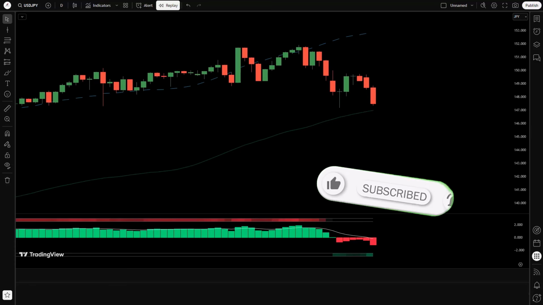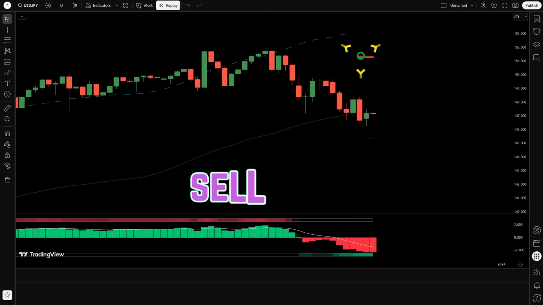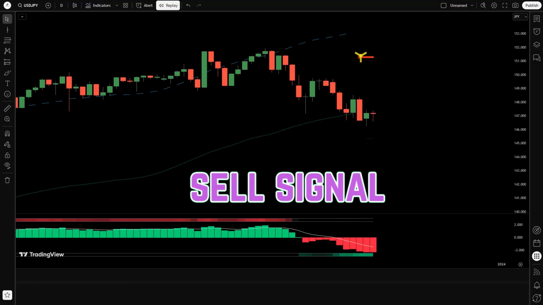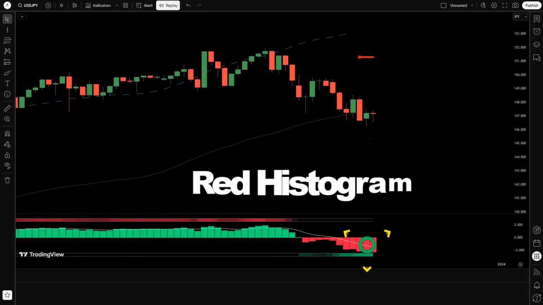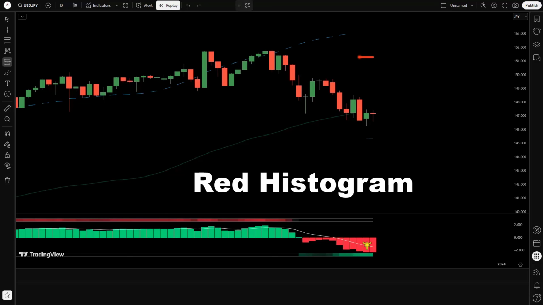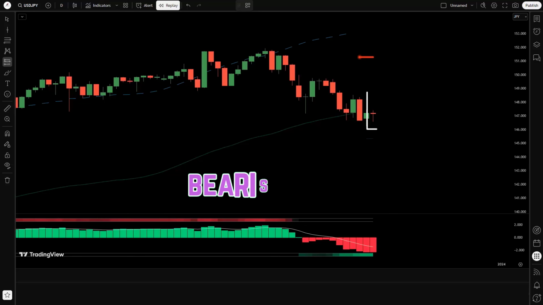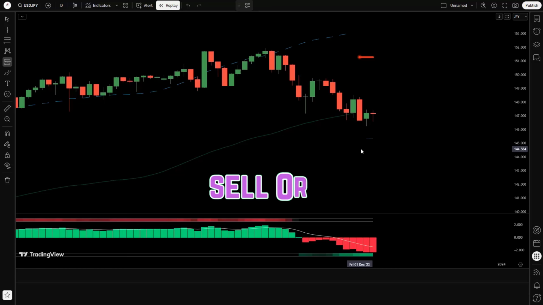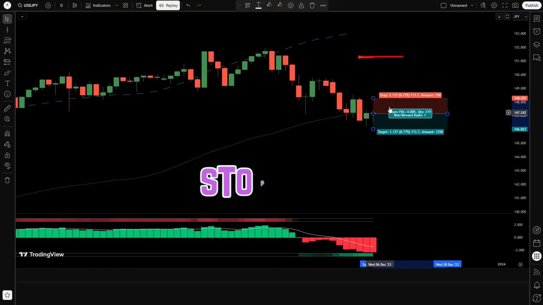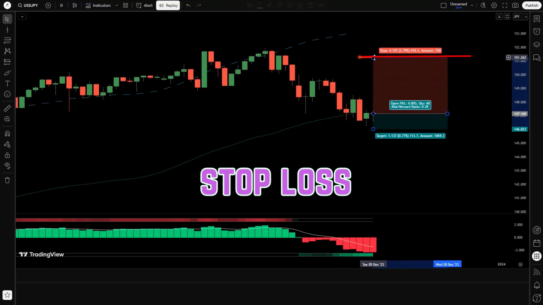Friends, let's see some more examples. When the trend wave bands indicator has given a sell signal, the ROC weighted MA oscillator indicator has formed a red histogram. And the market forms a bearish candle, so all these conditions are fulfilled, so we have to take a sell order. And our stop loss should be placed on this red line.